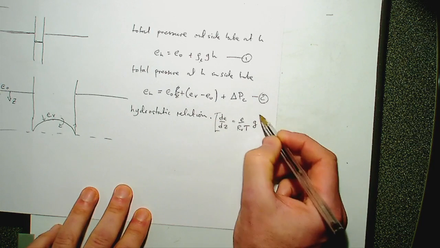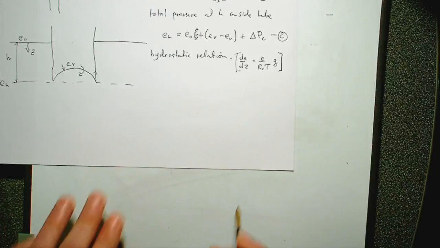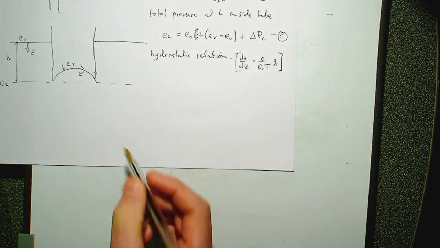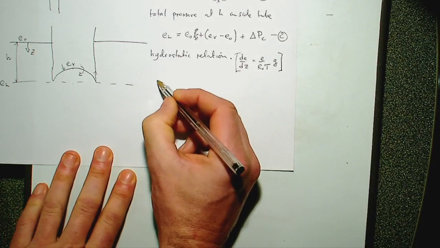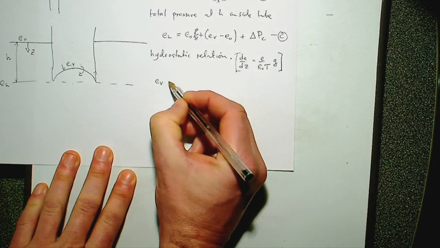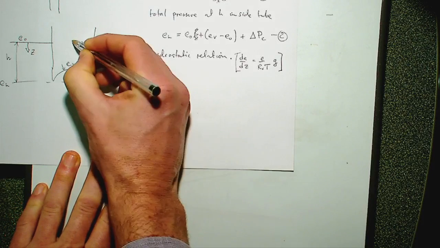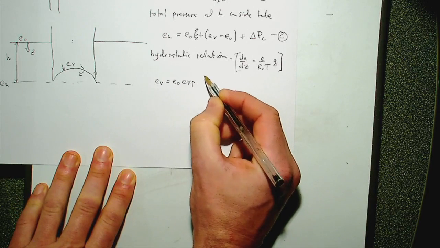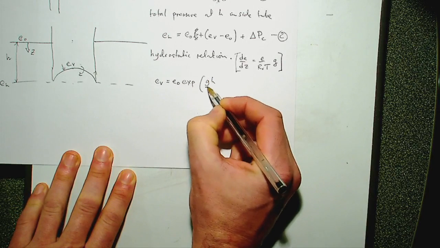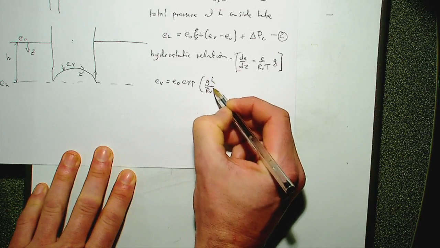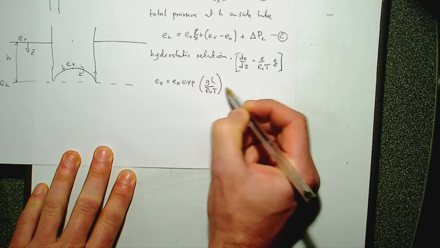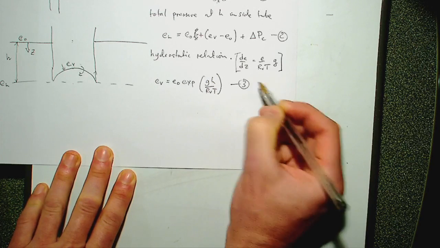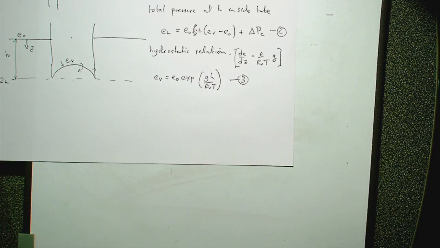So that's an aside. When we solve this equation, we get an exponential, and what we'll find is that EV is E naught, the initial pressure, times EXP of GH over RVT. That's the solution to this equation for a constant temperature. So that's equation three.